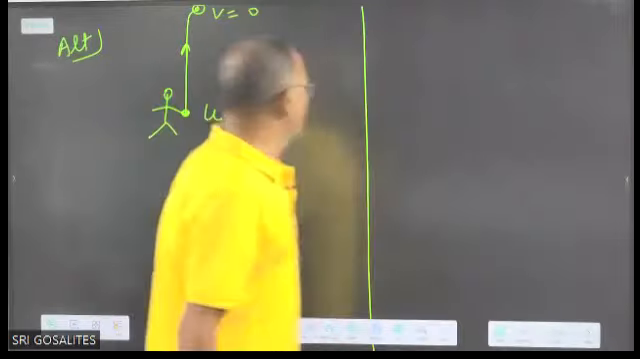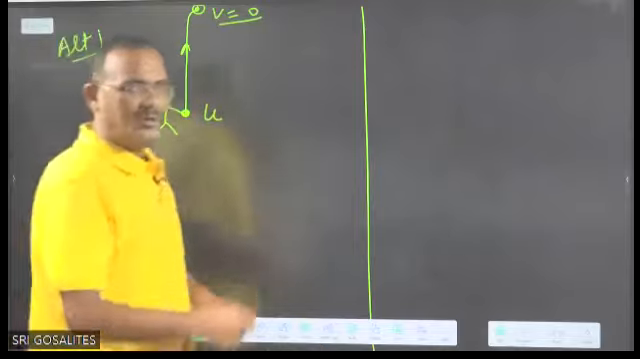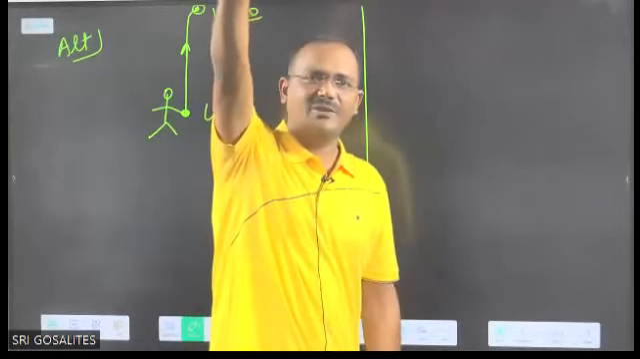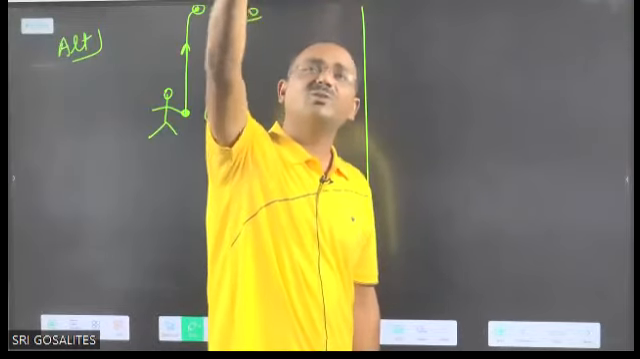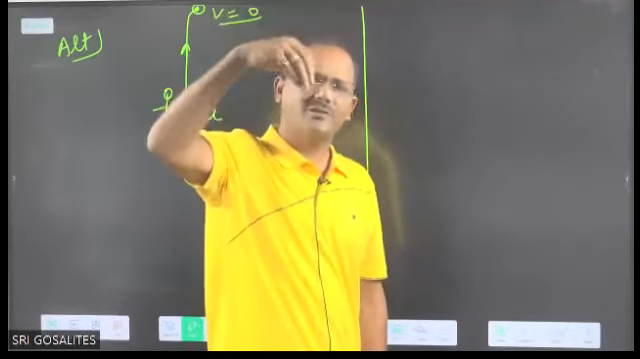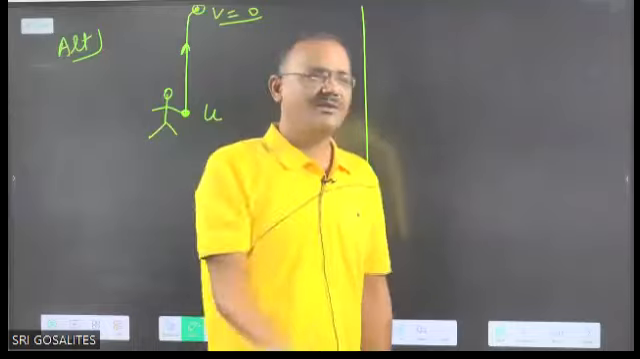Now see, maximum height means v equals 0. If we are throwing a body, then at the highest point, velocity will be 0. Highest point means the body is not going beyond that. Why is it not going beyond that? Because there is no velocity. Who is taking it up? Velocity. So at the highest point, velocity becomes 0.